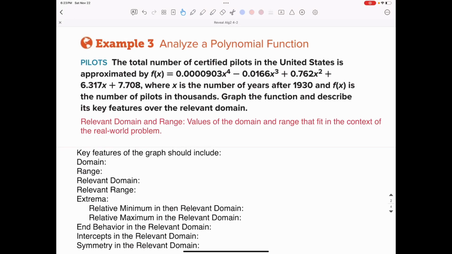As stated earlier, we're going to use a graphing calculator to analyze graphs, particularly graphs that model real-life situations.